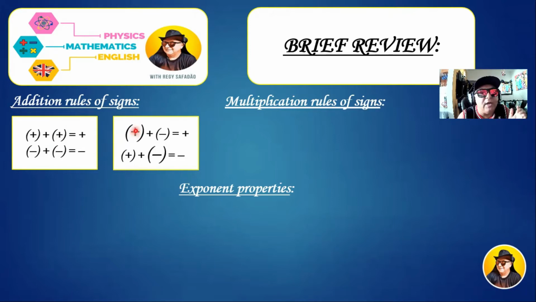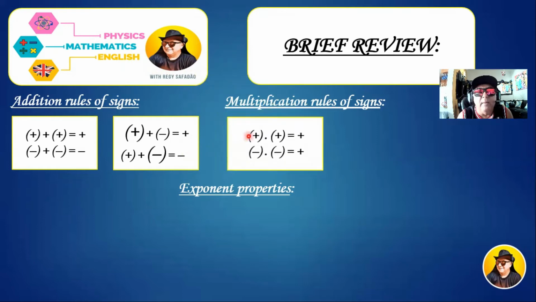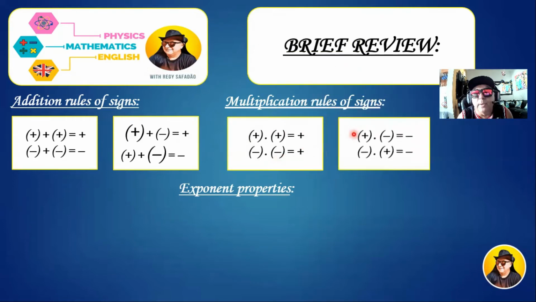So if the largest is positive, the result is going to be positive. And if the largest is negative, the result is going to be negative. But don't forget, you subtract the numbers and give the sign of the largest number, all right? So this is the addition rules of signs. Multiplication, well, we used to do like this. Plus and plus is plus. Minus and minus is plus. And also, plus and minus is minus. Minus and plus is minus. All right, so memorize this. Don't forget this because we are going to use it very much in division.